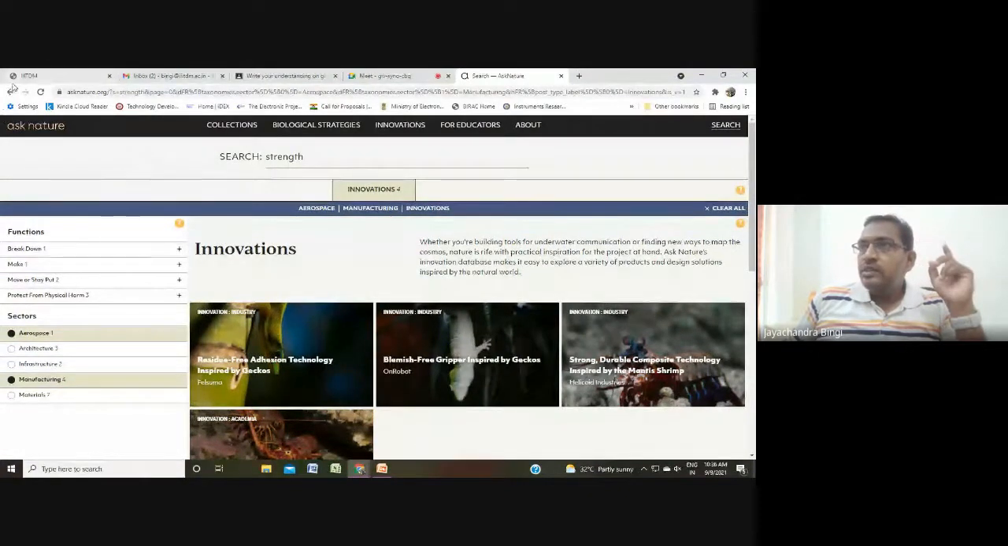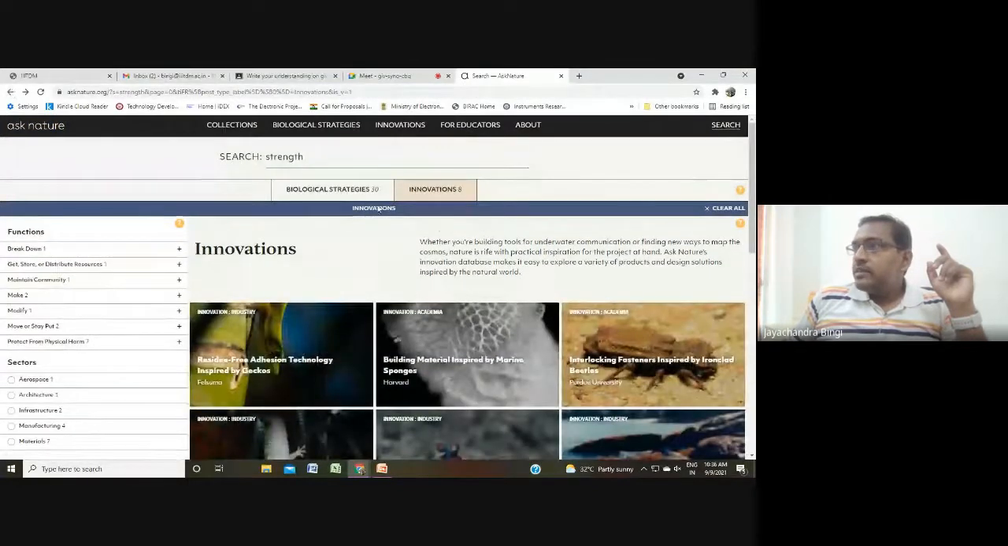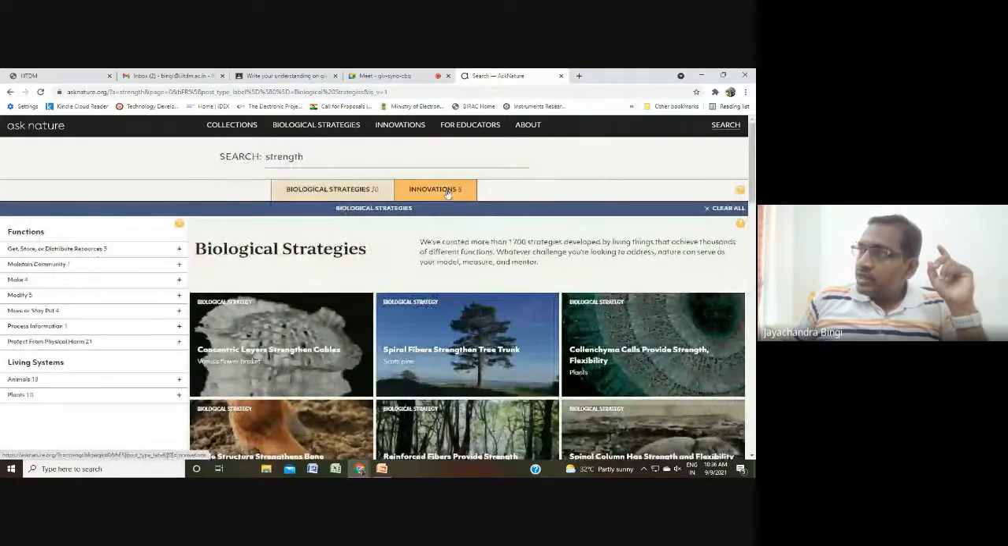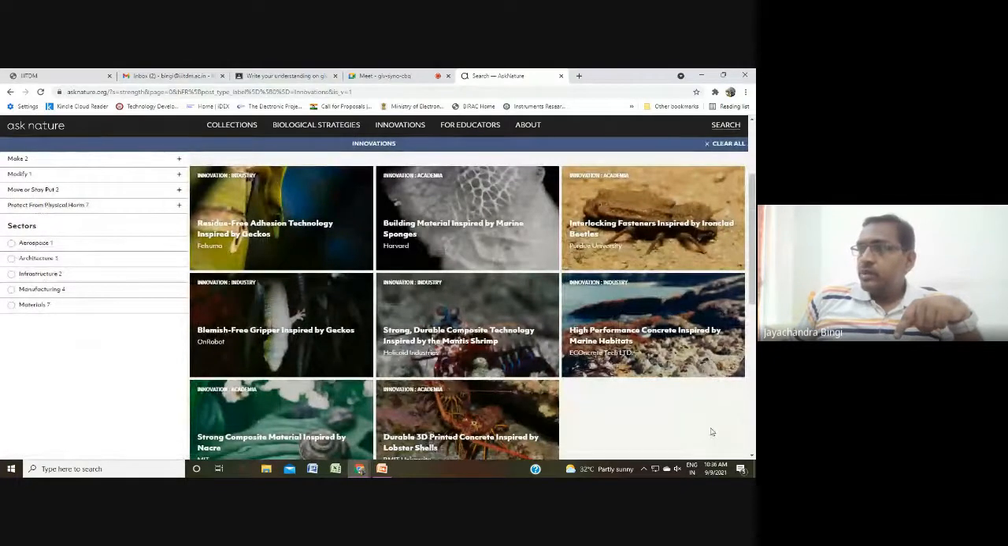This function was not there previously. I think they gave it recently. Now they categorized into biological strategies, that means the general inspirations, as well as innovations that have already come. Okay, so this way you can search, and this is a very important resource for you to start with. I am not saying that everything you get here, no, but as a starting point, in order to search for inspiration, definitely you can start with Ask Nature.